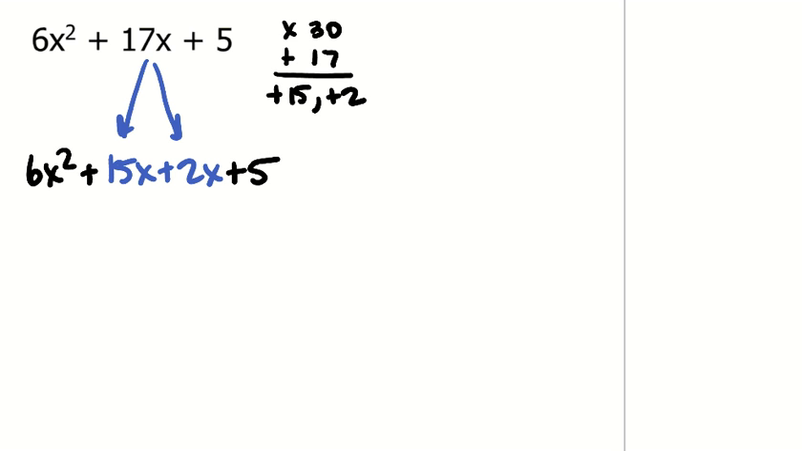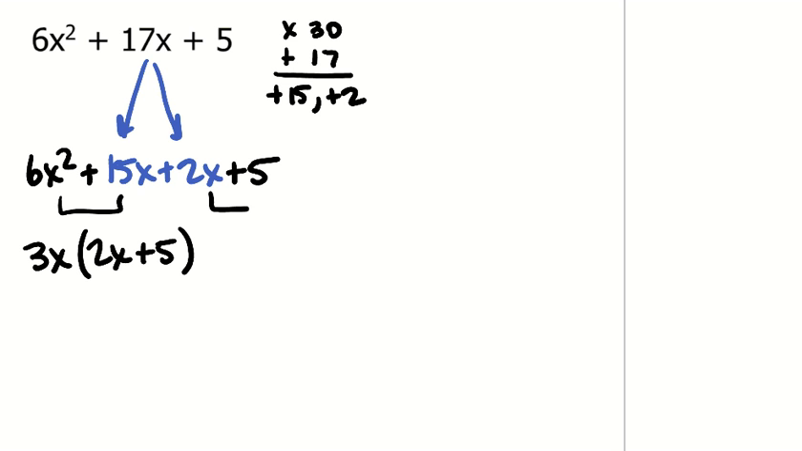And now I'm going to group and factor. Okay, so what can I take out of these first two? Well, there's a 3 in common to 6 and 15. And there's also going to be an x in common to both of those things. So you think, what do I multiply 3x by to get 6x squared? That's 2x. And what do I multiply 3x by to get 15x? That would be positive 5.